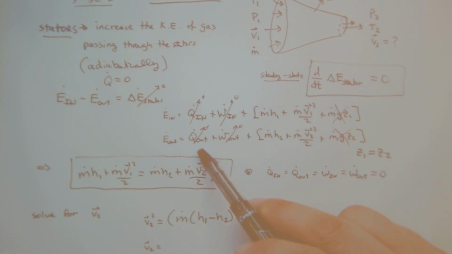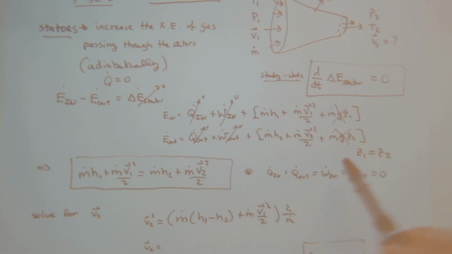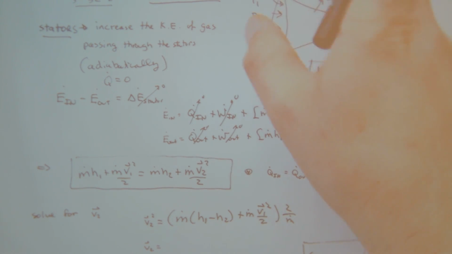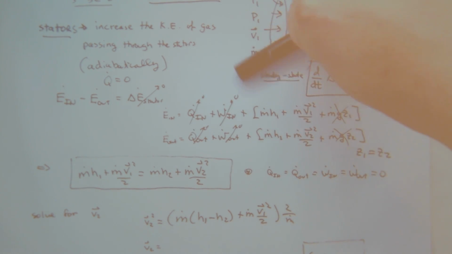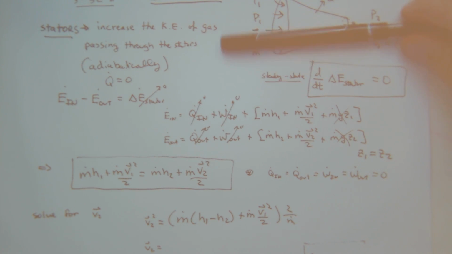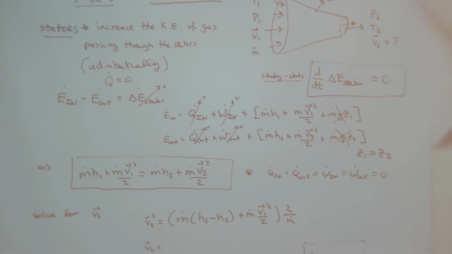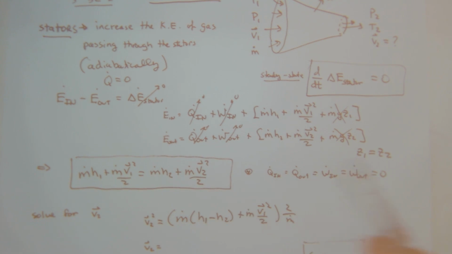It's adiabatic, so this Q dot is 0. And this thing isn't changing height relative to sea level or rotating in any way. So I can get rid of my Z1, Z2, and I can simplify it down to an expression like that. And then the question was, what is the velocity at the output? So I can simplify this in terms of V2, and I have a V2 squared there.